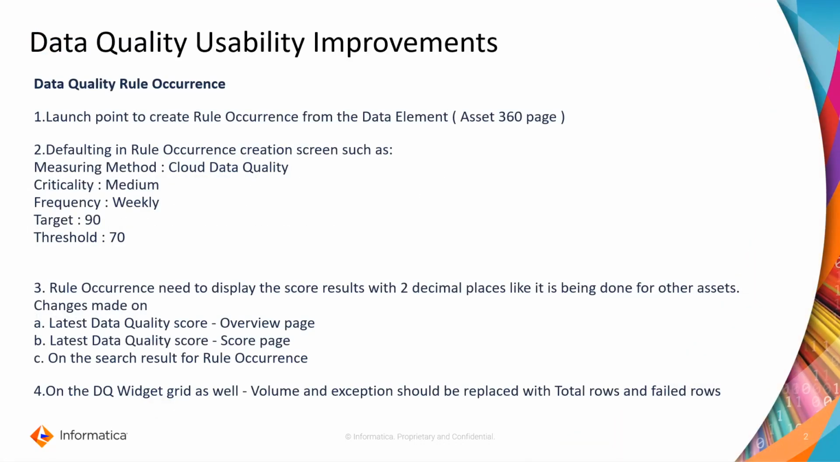Before the November release, the only way to create a data quality rule occurrence or rule template was from the data governance and catalog page. But after the November release, the launch point to create the rule occurrence or a rule template is present in the Asset 360 page itself.